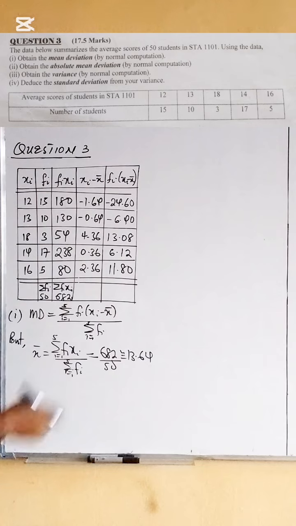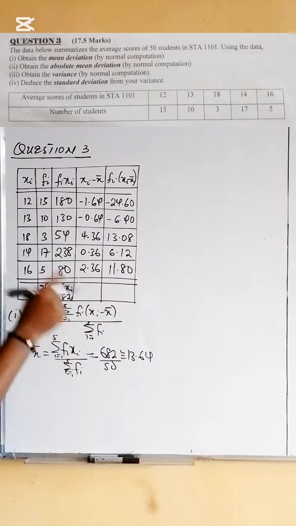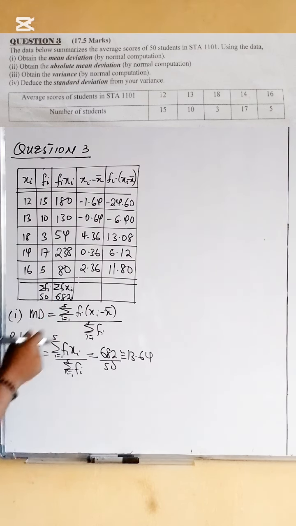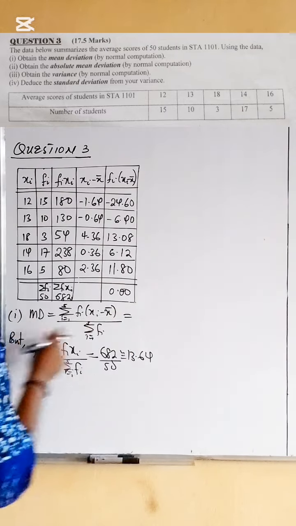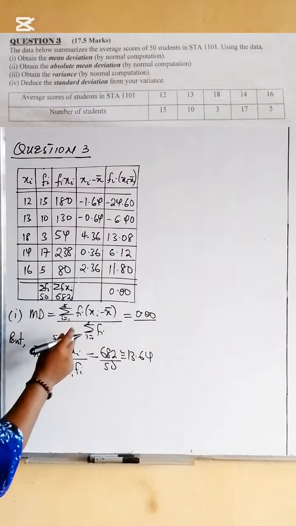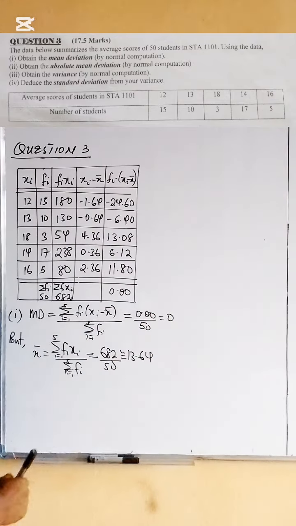11.80. Okay, now let's start with adding the positive. 11.80 plus 6.12 plus 13.08 minus 6.40 minus 24.60. It gives you 0.00. Now, that means we now have our result for the mean deviation as 0.00 being your numerator divided by summation fi, which is 50. And your result obviously will be 0. Okay? Now, let's go to the second question, which says obtain the absolute mean deviation.